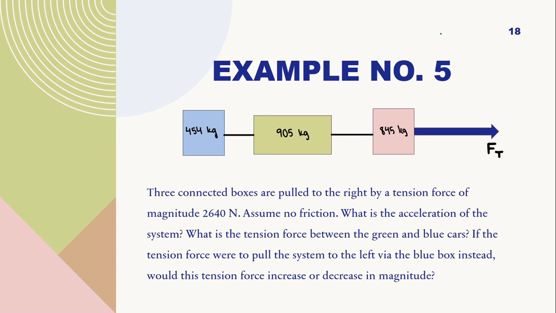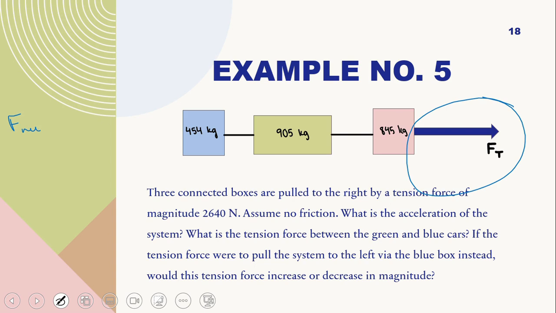Okay, so for the first part, we have to find the acceleration of the whole system. Think about how we might do that for a second. Well, this is just a second law problem. Ignoring internal forces, let's just take a look at the system as a whole. The only external force, and therefore the net force, is this 2,640 Newton tension force over here. We know the total mass of the system, which we can find by adding up the masses of the 3 boxes. So using the second law, we can find the acceleration of the system.